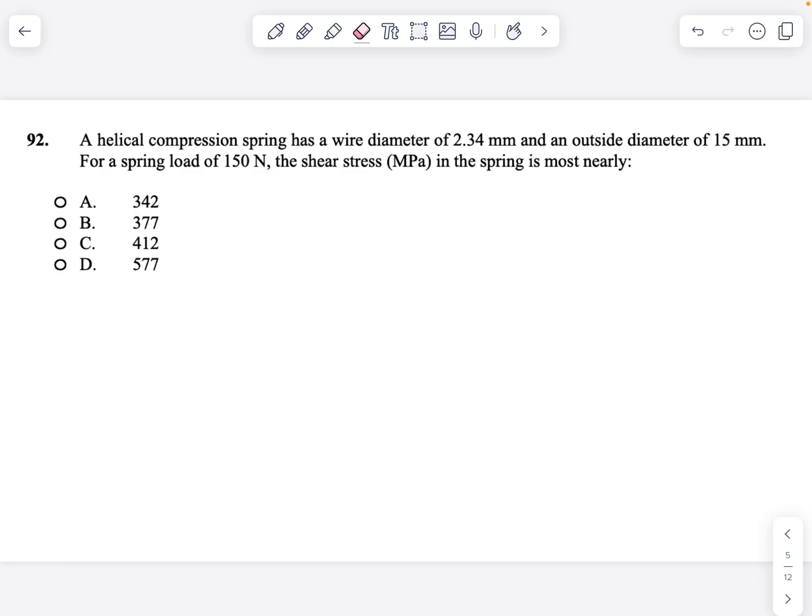I like to read the question first, and then I like to highlight the points that are given, or what rough equations from the handbook we're going to use. So reading the question here, it says a helical compression spring. So we know it's a helical. It has a wire diameter of 2.34 millimeters, and an outside diameter of 15 millimeters. For a spring load of 150 newtons, the shear stress in megapascals in the spring is most nearly, and it gives 4 options.